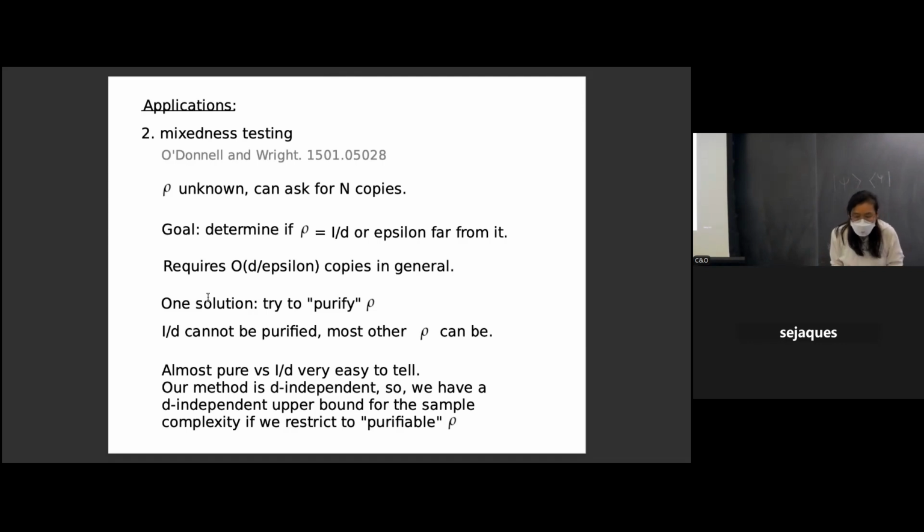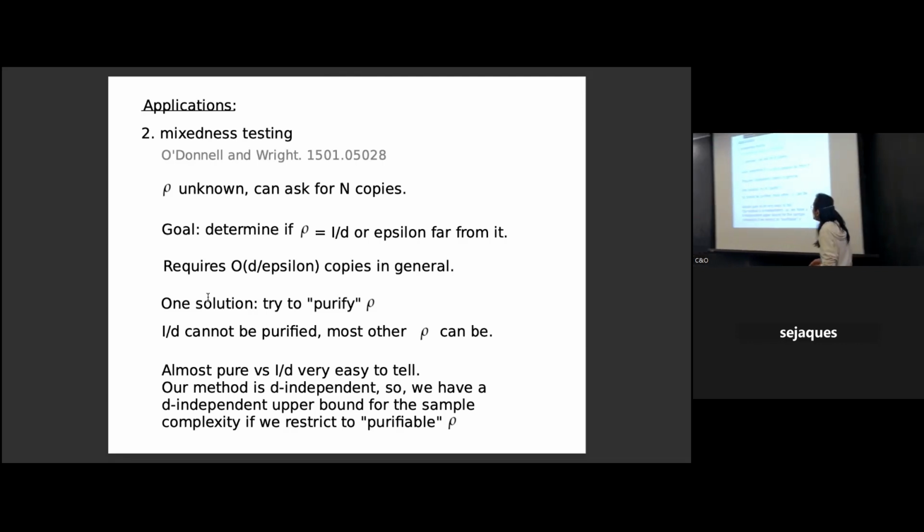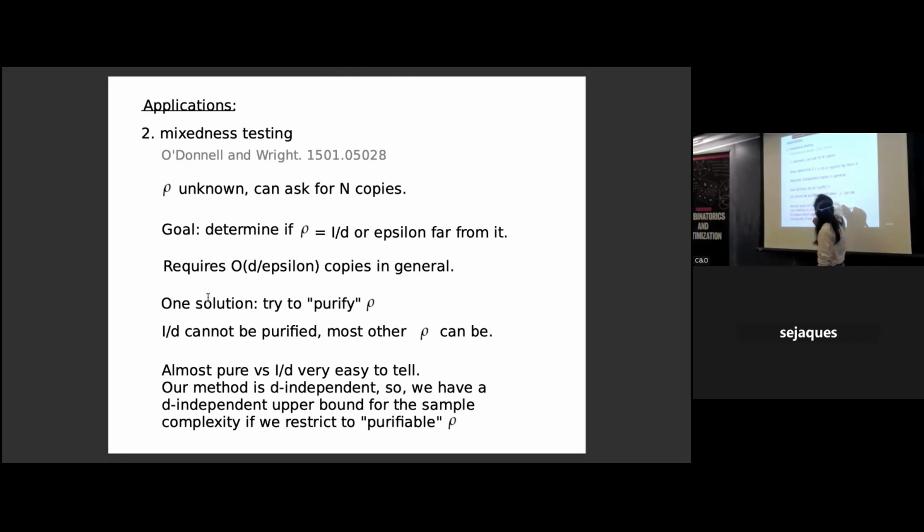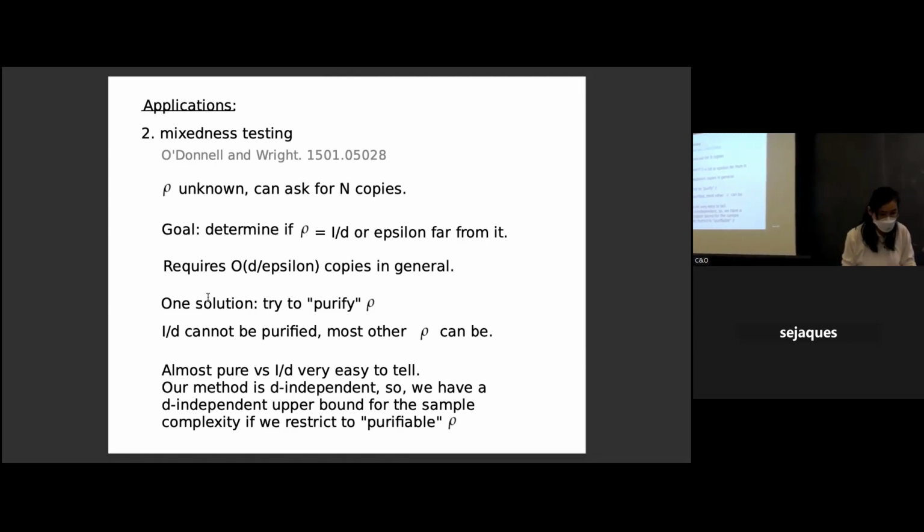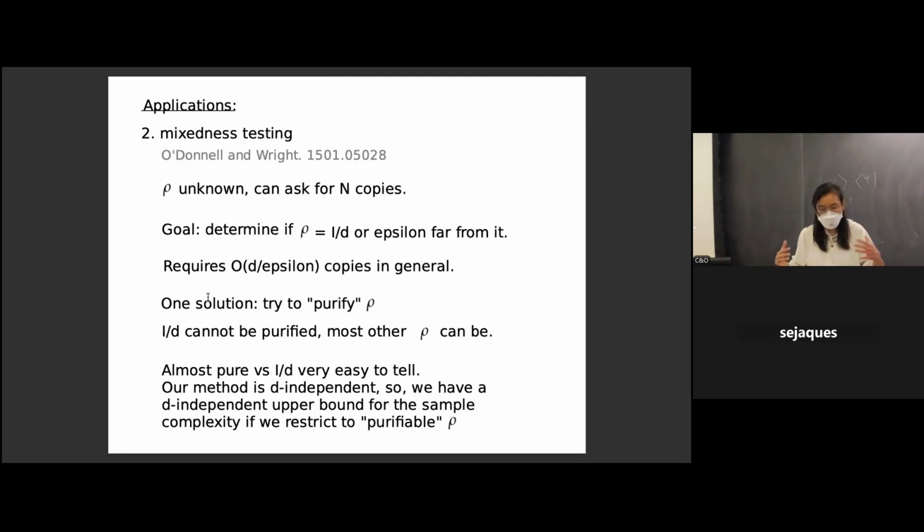So remember that our protocol is dimension independent. The sample size can be made dimension independent. So at least we know that if we restrict the input state for this mixedness testing problem, the dimension dependence will disappear. So the problem has less complexity for a restricted set of states, which Angie told me is not surprising, but at least we know that certain restrictions will reduce the complexity of the problem.